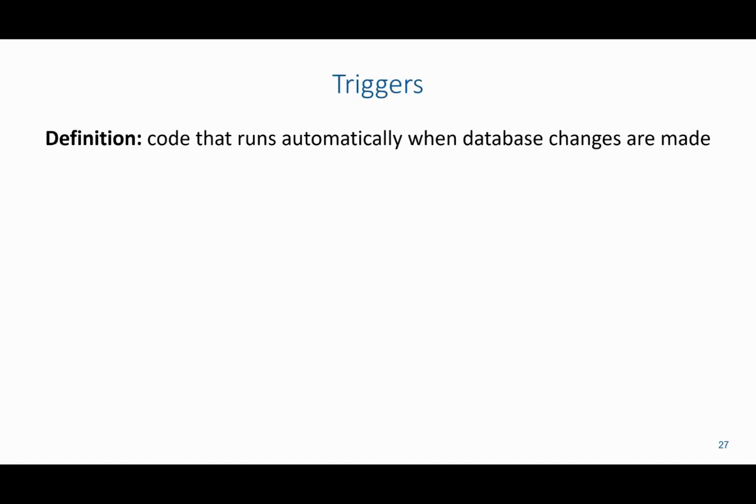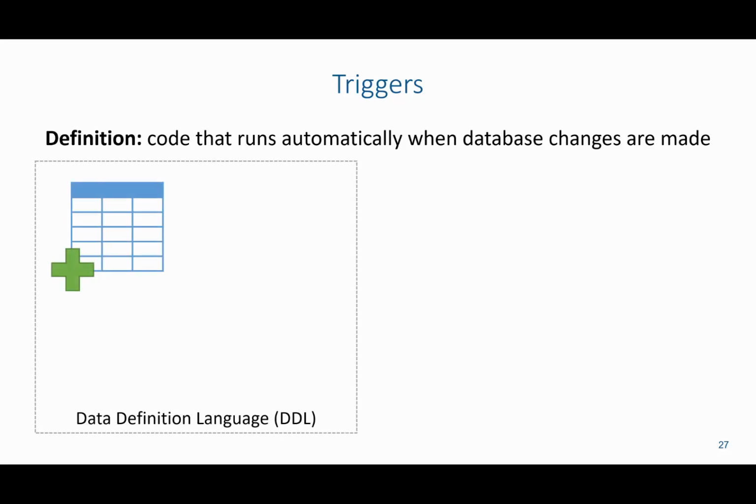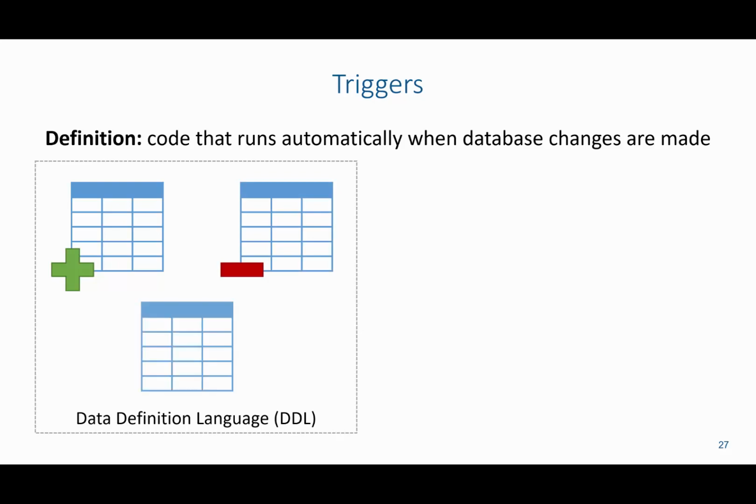Another way of auditing is through the use of triggers. Triggers are basically code that runs automatically when database changes are made. So here's a few examples of where a trigger might execute. In the event that a table is created, dropped, or altered, these are all part of the data definition language.